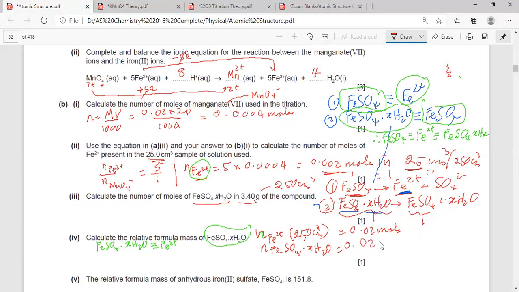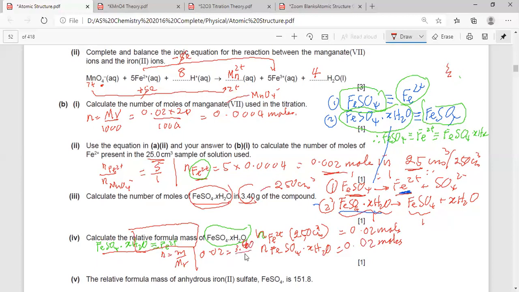0.02 moles. Okay. So now to find the relative molecular mass, you know that number of moles equals mass over Mr. So the number of moles is 0.02. What's the mass used? It's on here. Remember, this is of the whole thing, so I need to put the whole thing here. Mass is 3.40.